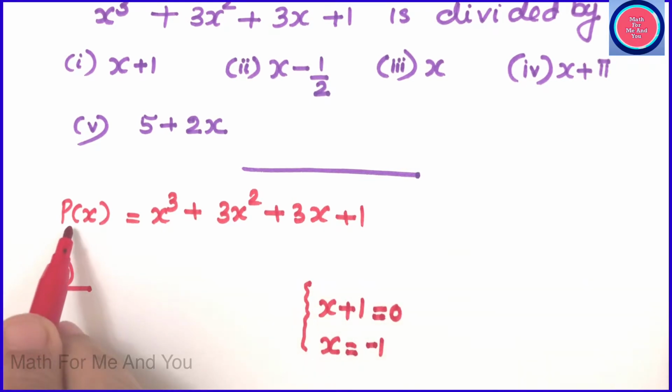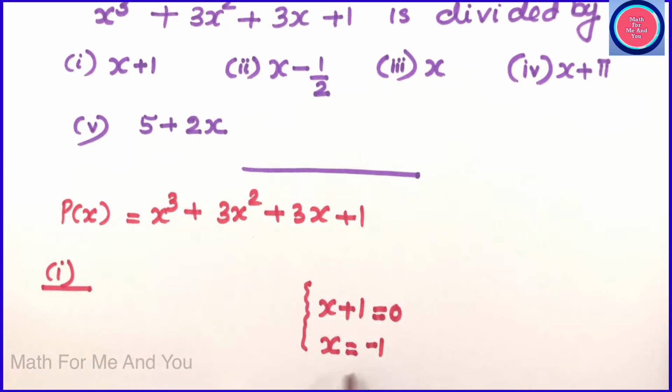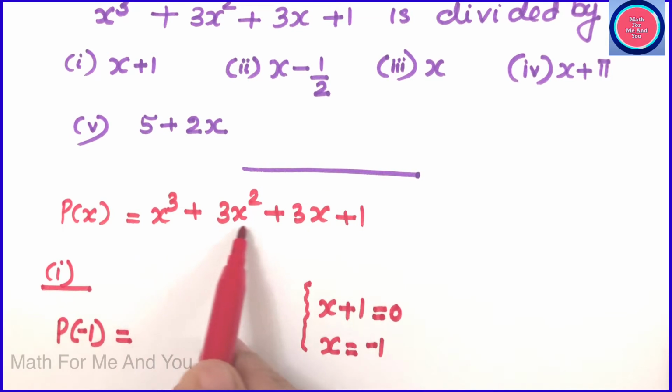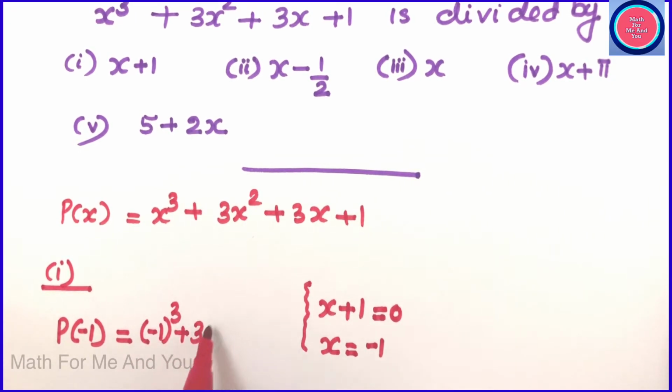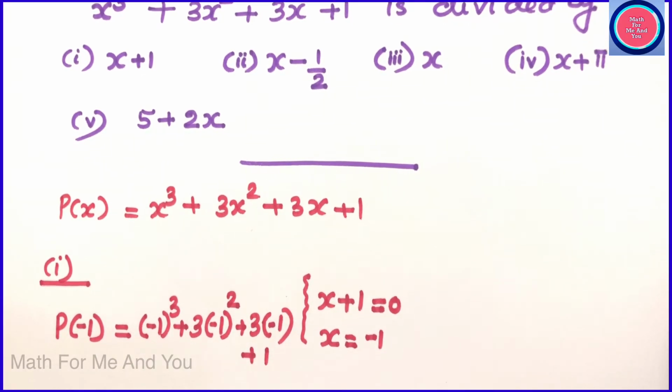On the left side we get p of minus 1, and on the right side, every x we change with minus 1. What answer do we get when we change x with minus 1 in the polynomial? That will be the remainder. First term becomes minus 1 cube. Second term is 3 times minus 1 square, because it is 3x square. Third term is 3 times minus 1. Then plus 1. Simplify and get the answer.